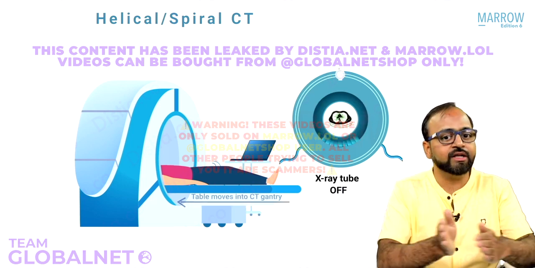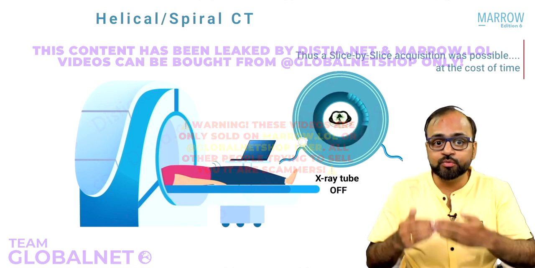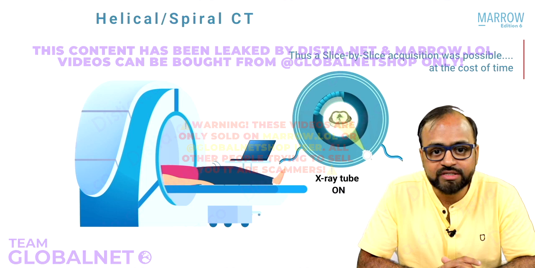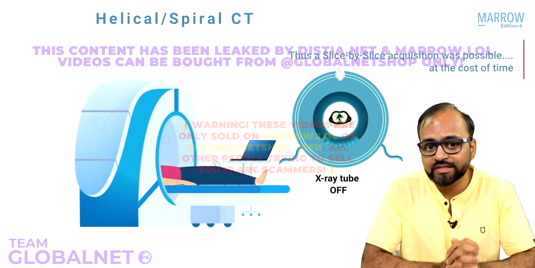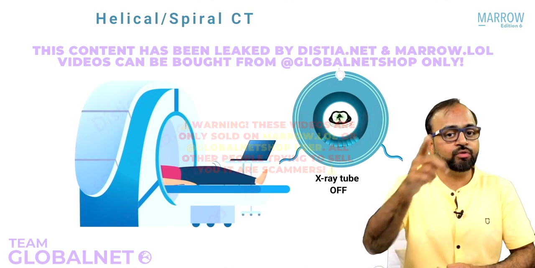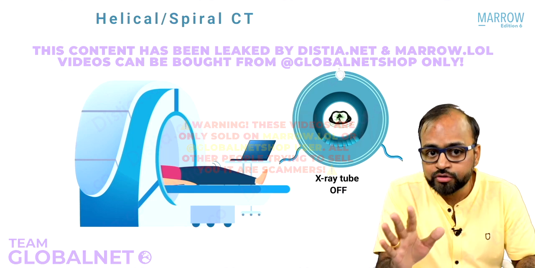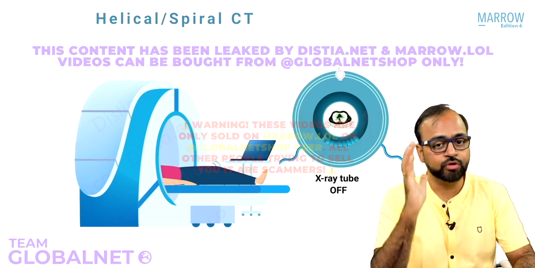Second slice, again the table is moved. So this process is repeated such that a slice by slice acquisition of the patient's body is done. But a lot of time is being wasted, isn't it? We wanted a technology which would enable the X-ray tube to rotate round and round and round around the patient's body continuously without the fear of the wires getting pulled or stretched.